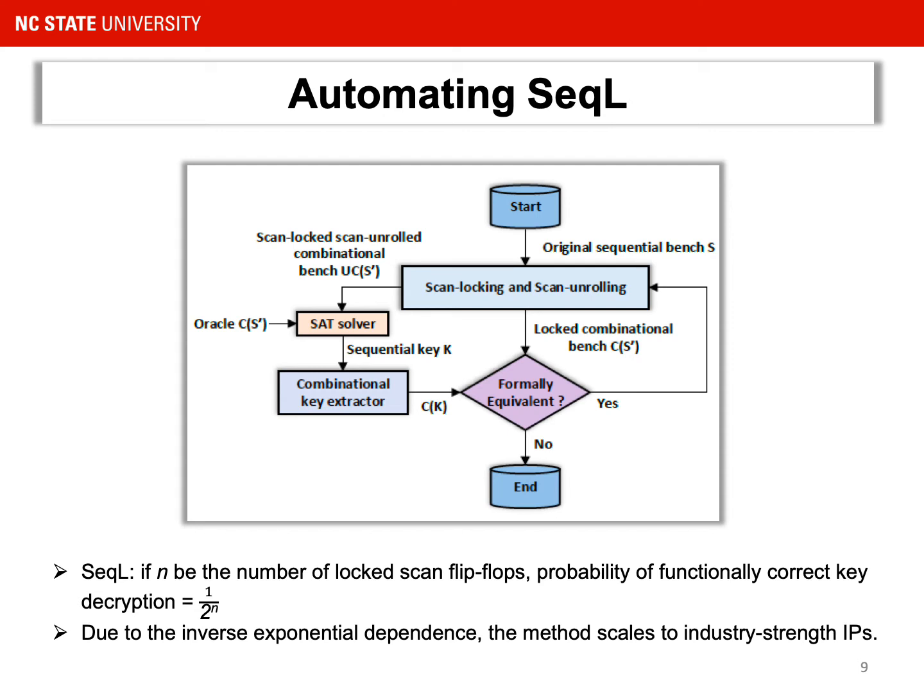Thus, the goal is to lock as many flip-flops as possible with the goal of decreasing the probability of functionally correct key decryption, thus making the design resilient. The flow begins with the original unencrypted sequential bench, performs scan locking, scan unrolling, and then runs the SAT attack and formally verifies if the decrypted key is functionally correct. The iterative locking process continues until the design becomes resilient to SAT attack.